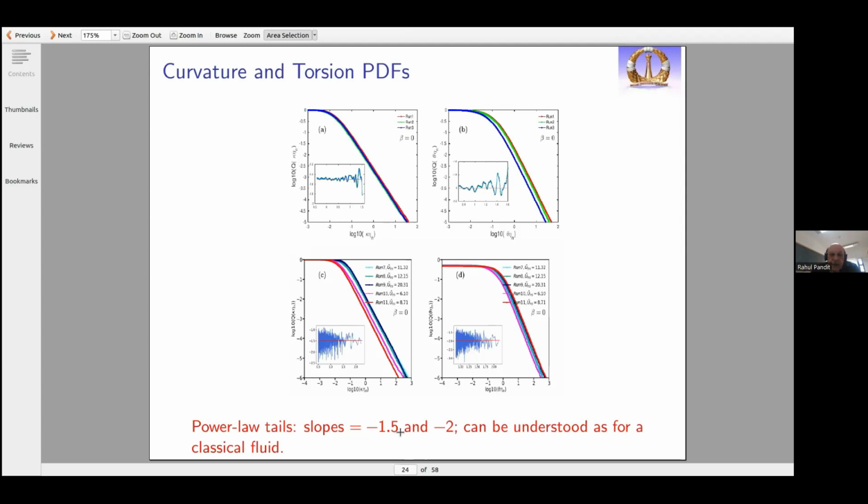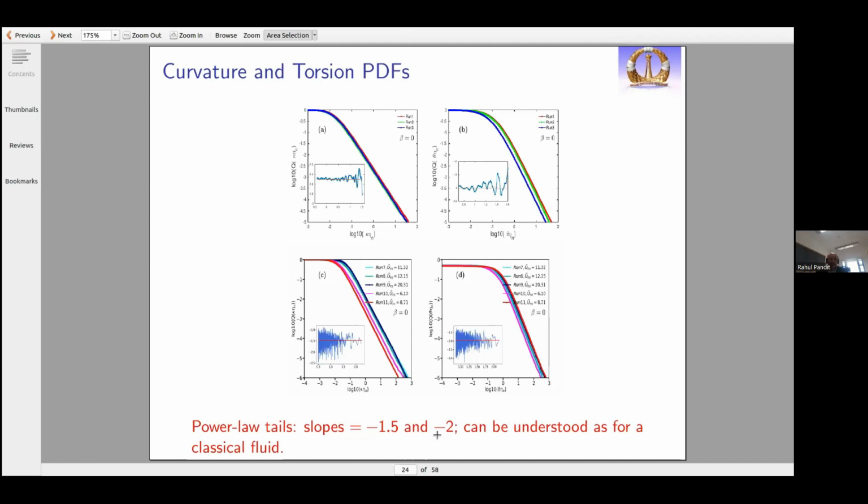And the slopes are -3/2 for the curvature case and -2 for the torsion. And this actually holds even in the counterflow. You probably can't see all these details, but all these little symbols mean that we have run this with different values of the counterflow velocity. And within error bars, it is these exponents.